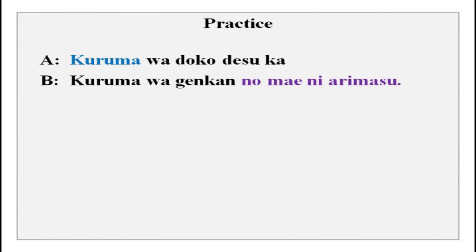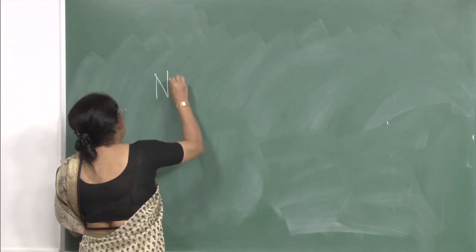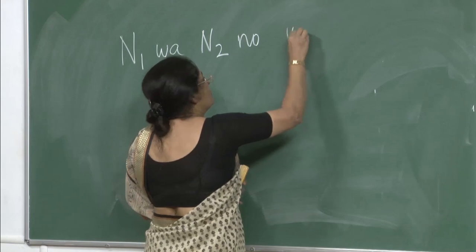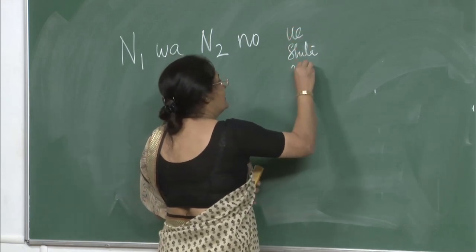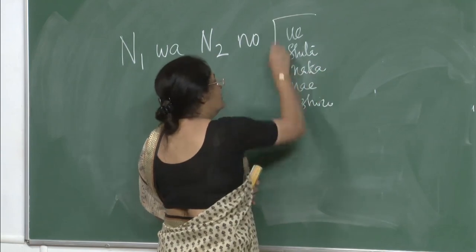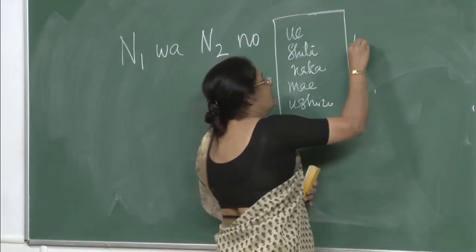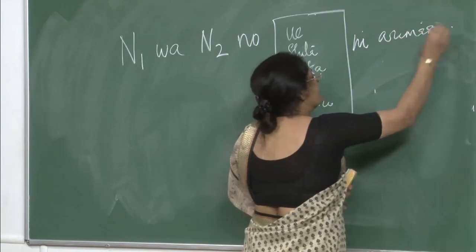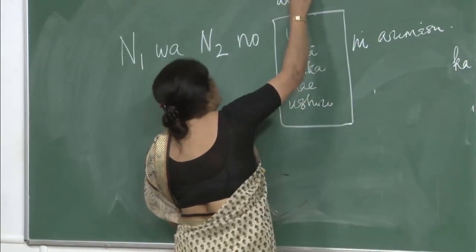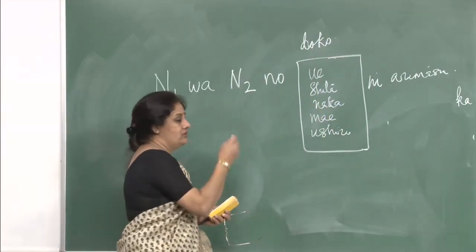Now, we just did some locational nouns and the practice over here is: Kuruma wa doko desu ka? Kuruma wa genkan no mae ni arimasu. So, the pattern is noun 1 wa, noun 2 no ue, shita, naka, mae, ushiro, ni arimasu. And if you want to ask a question, well, ka can be used over here or doko can be used. So whichever, you can practice this over here.